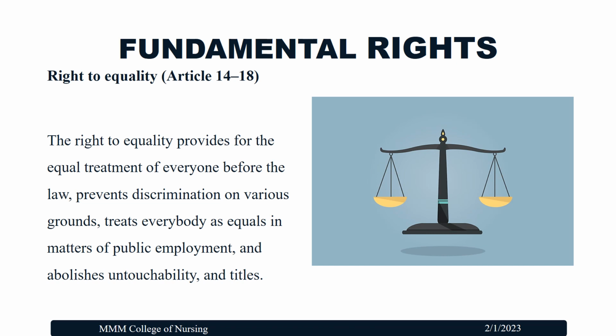The first one is right to equality, that is Article 14 to 18. The right to equality provides for the equal treatment of everyone before the law, prevents discrimination on various grounds, treats everybody as equals in the matter of public employment, and abolishes untouchability and titles.